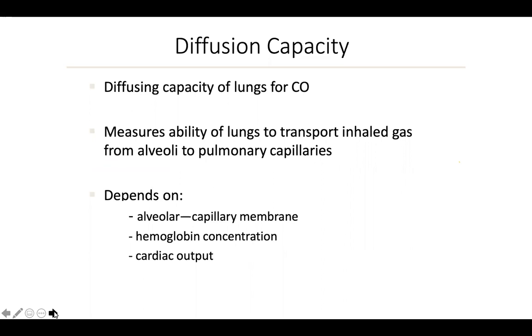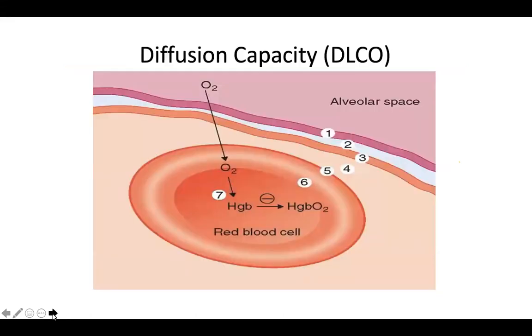However, this diffusion is dependent on various factors, like the area and the thickness of the blood gas barrier, the volume of the blood in the pulmonary capillaries, and the diffusion properties of both the alveolar volume and the capillary blood.